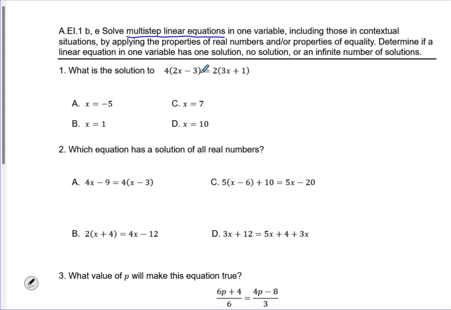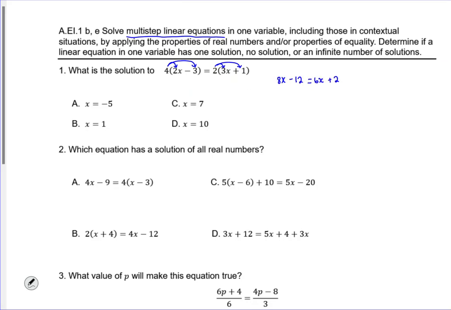So to solve this by hand, what you want to do is you want to simplify the left side and the right side. Whenever you see parentheses, you can get rid of the parentheses by distributing, okay? So you would have 4 times 2x, which is 8x, and then 4 times negative 3 is negative 12. Bring down the equal sign, and then you're going to go ahead and distribute this as well, okay? So 2 times 3x is 6x, and then 2 times 1 is 2.